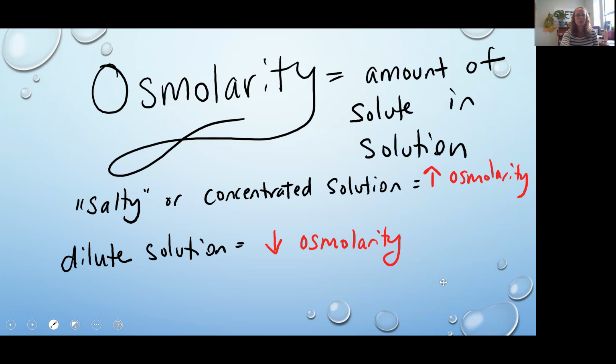If your solution is dilute, then we can describe that as a low osmolarity. That just means fewer salts. So a hypotonic solution has a lower osmolarity compared to the cell.